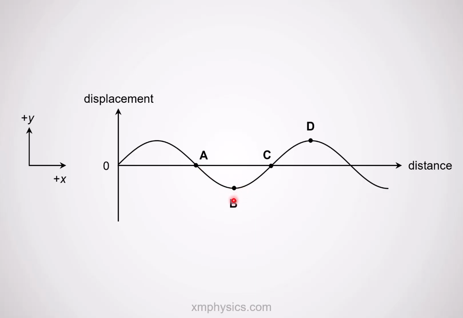Well, it cannot be point B, because point B is at the extreme position. It's oscillating up and down, but at this point in time it's at the lowest point, and we know that for an oscillation the velocity is zero at the extreme position. So point B is instantaneously at rest. The same goes for point D. So between point A and point C, which point is moving downward?